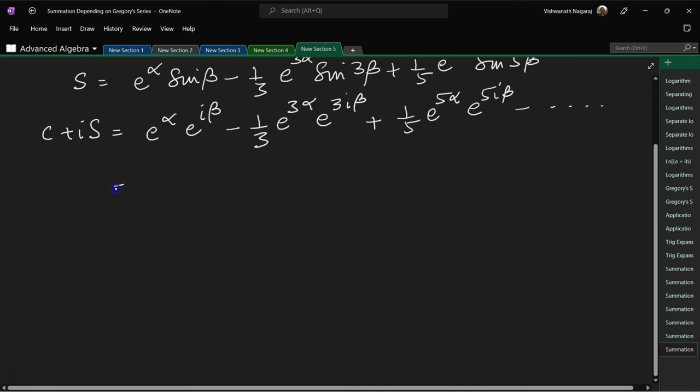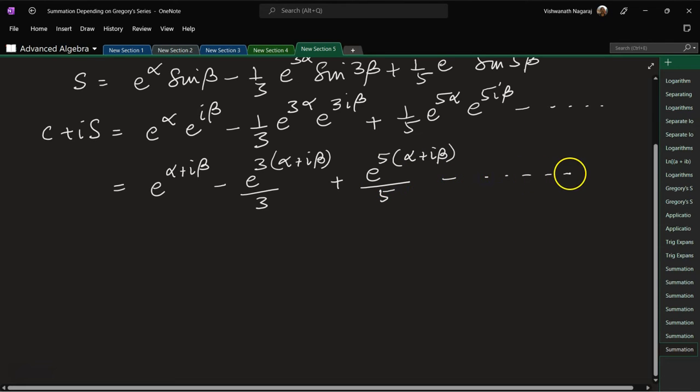Now let's combine these two. So e to the power of alpha plus I beta minus e to the power of 3 is common, so alpha plus I beta by 3 plus e to the power of 5 is common, so alpha plus I beta by 5 minus and on and on and on.